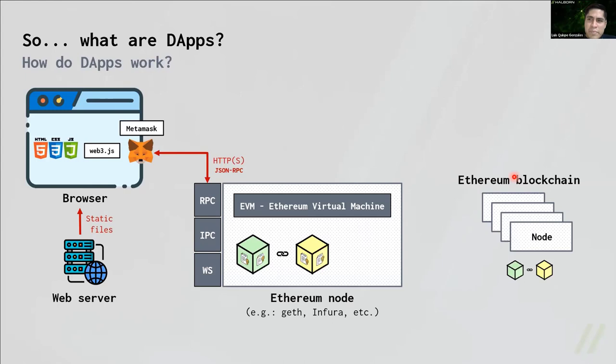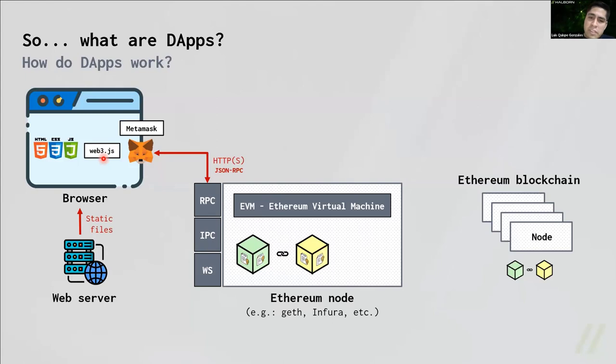Now, if our transaction is a query, for example, how much Ether I have in my balance, if it's a query, a read-only question, it is read from the local blockchain, and it returns the answer to the browser.